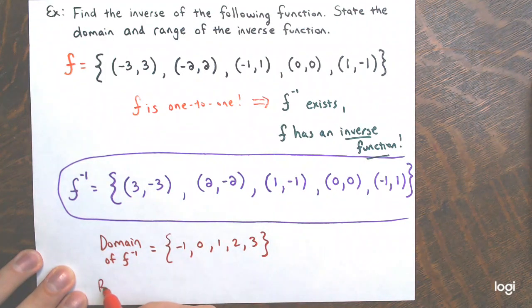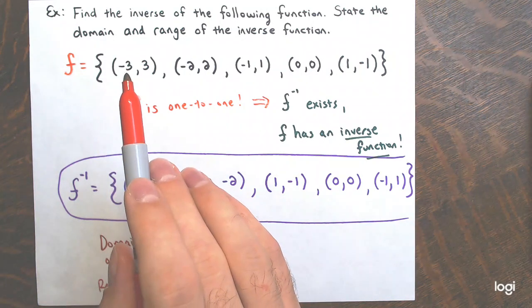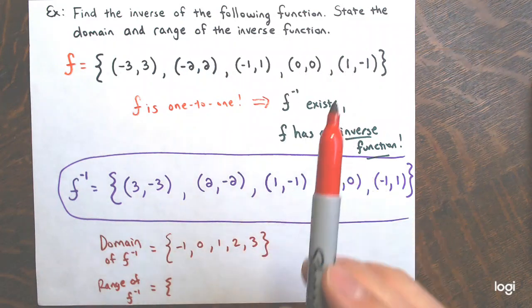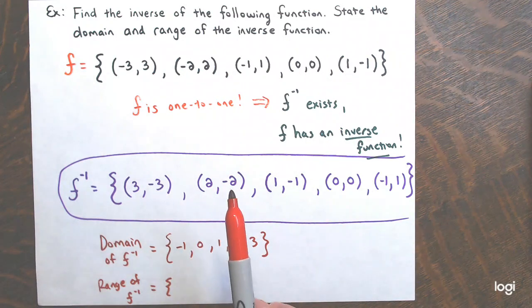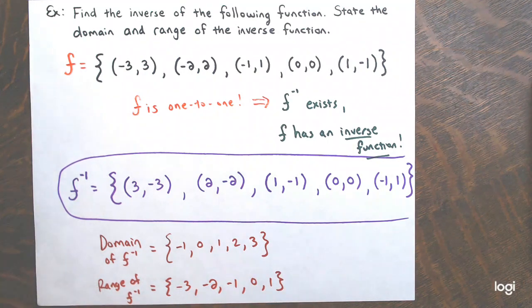And then the range of this inverse function, the range of f inverse, again, as you saw on the previous page, is simply the domain of f. It has the same values as the domain of f. And what was the domain of f? These first values: -3, -2, -1, 0, and 1. You see how those are the second values, the outputs now of the inverse. So -3, -2, -1, 0, and 1, all the second coordinates.